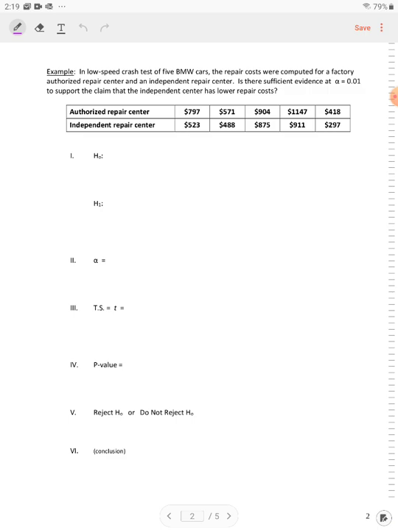Okay, example. In a low-speed crash of 5 BMWs, the repair costs were computed for a factory-authorized repair center and an independent repair center. Is there sufficient evidence at alpha equal to 0.01 to support the claim that the independent center has lower repair costs? So alpha is 0.01. Okay, usually the authorized is L1, this is L2.